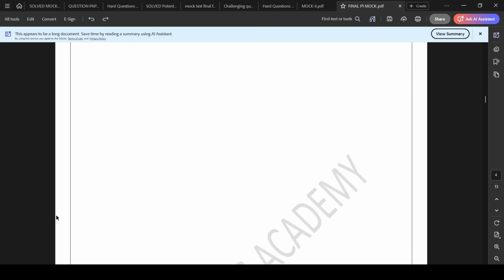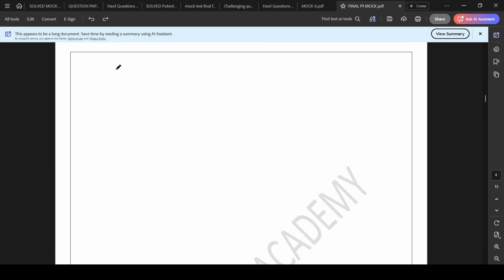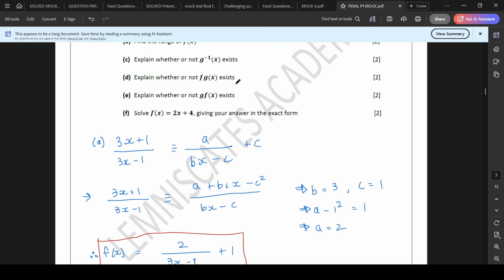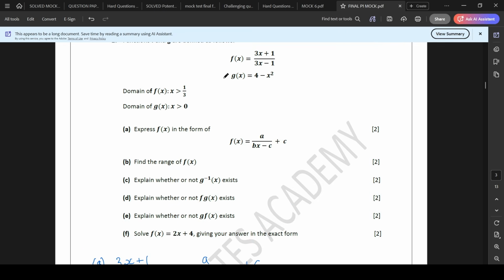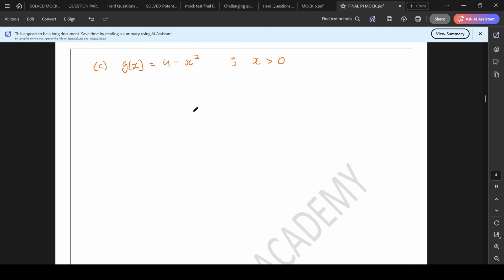So let me give a heading that this is my part C. My g of x is given to me as 4 minus x squared for the domain x greater than 0. I'll always compare, I'll not be rushing. I'll compare if the thing that I've copy pasted is correct or not. So yeah, 4 minus x squared and x greater than 0. Okay. So how can I quickly plot 4 minus x squared?